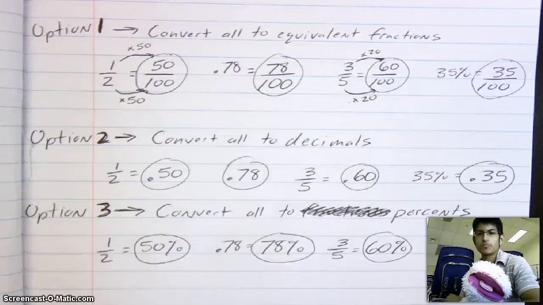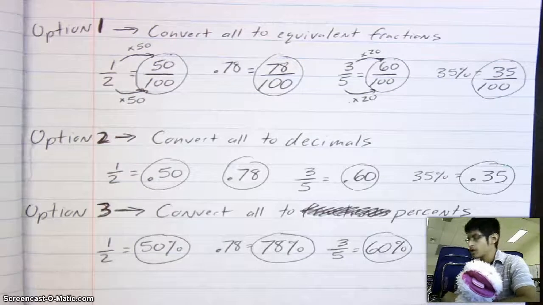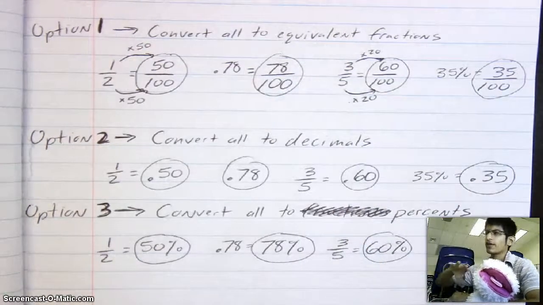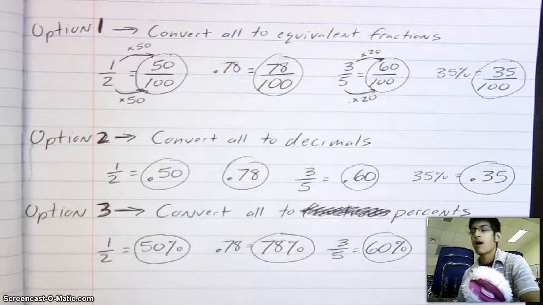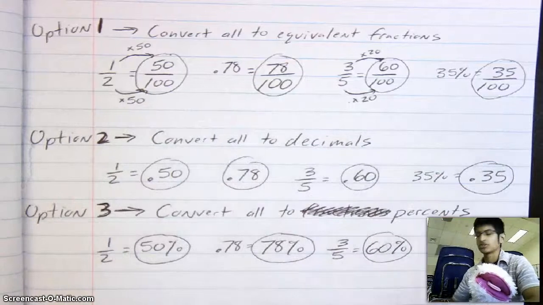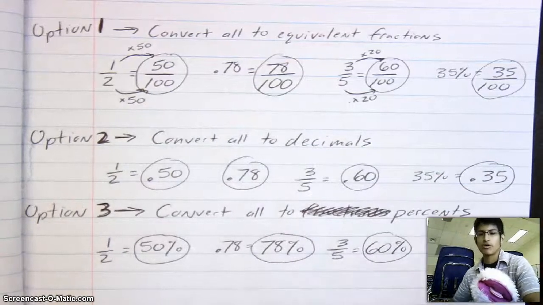So once you have them all as percents, you can kind of see which one's the biggest and which one's the smallest. So whatever option you use depends on what kind of numbers you have. If you have like 4 fractions and 1 decimal, you probably want to turn them all into fractions because you have more fractions to deal with. Personally, I like option 3. I like percents better than fractions and decimals, but really it has to deal with your own preference.